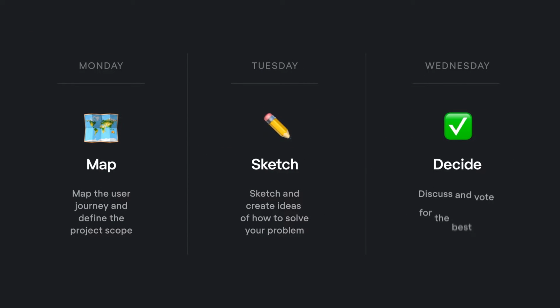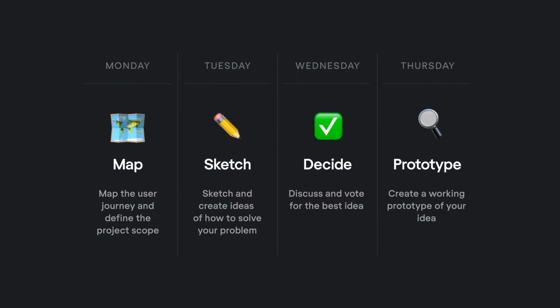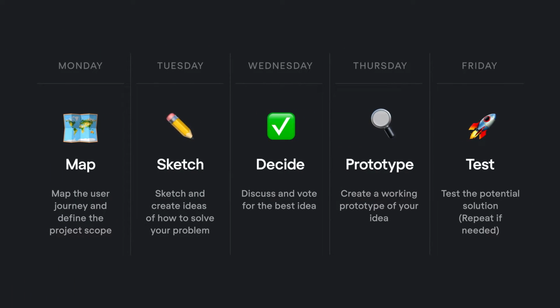During the workshop, you create hypotheses and assumptions based on the gathered data. Decide. Team members vote for the best idea. It can be done through open discussion or silent voting. Prototype. You create a prototype of your solution. Choose what you will build based on your team's skill sets and time constraints. Test. You put your assumptions to the test with the real users to find if the potential solution works.